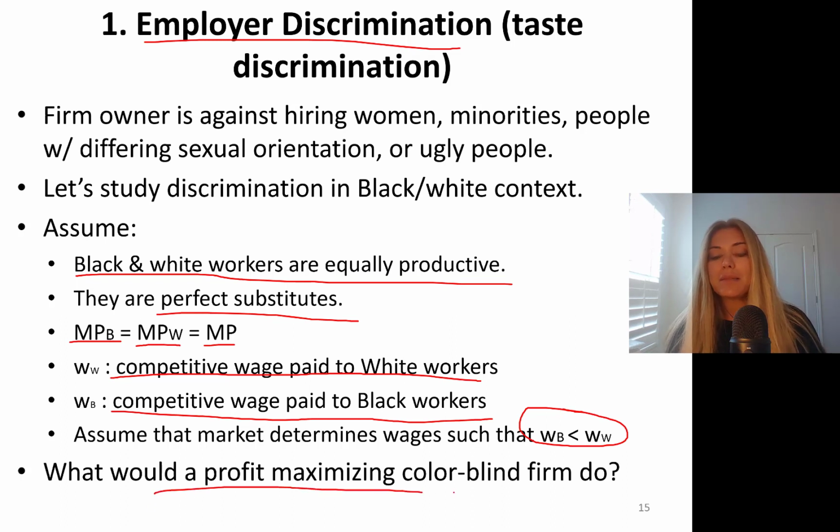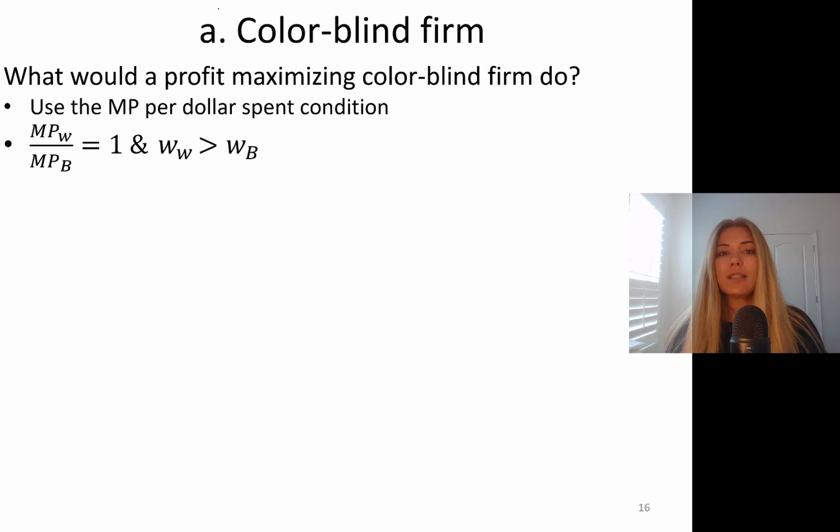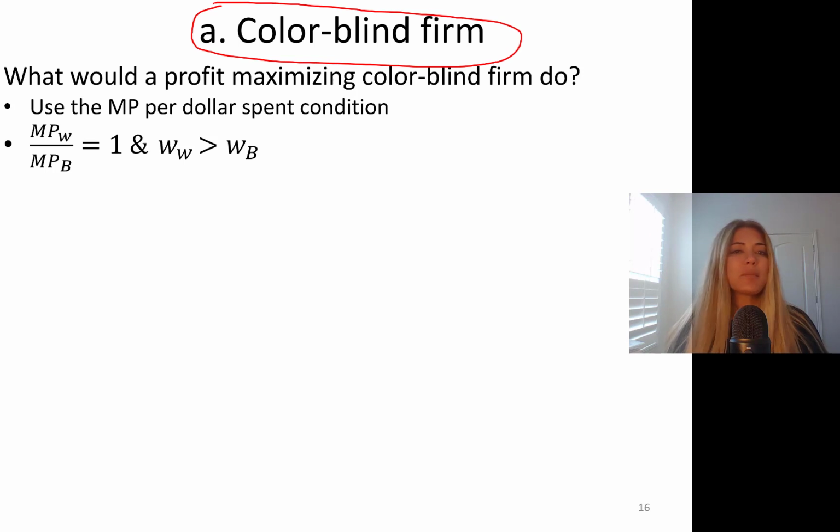What would a profit-maximizing, let's say, colorblind firm do? Colorblindness means that the firm doesn't care about the way employees look. They are just trying to maximize profits. They will be hiring black workers only. But what's wrong with this? This still means segregation. You don't have a mix of workers. So let's take a look at this case according to Becker's model. Also, please keep in mind that Becker's model is a really old model. It goes way back, the 70s, even older.